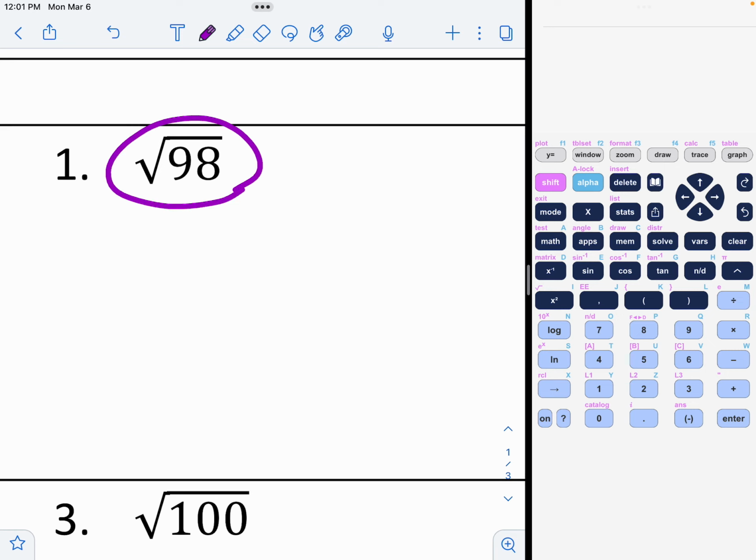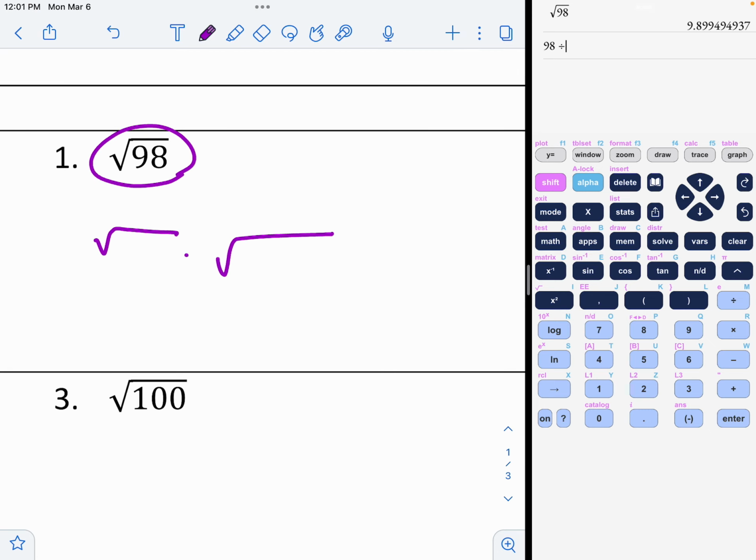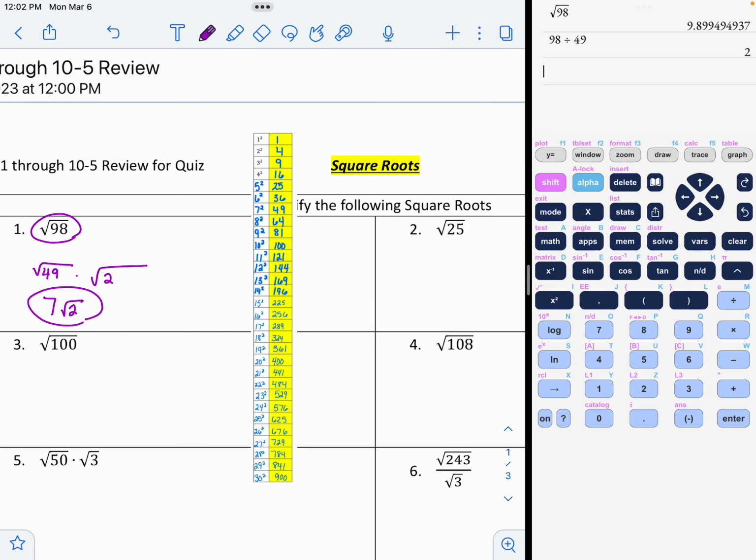So 98 is not acceptable. If you look, I don't get a perfect square, which means I need to figure out what two numbers go into 98. Remember, one of your numbers needs to come from your list. I know that 49 is my perfect square from my list that goes into 98. The square root of 49 is 7, and the 2 drops down. So that is the simplified version.